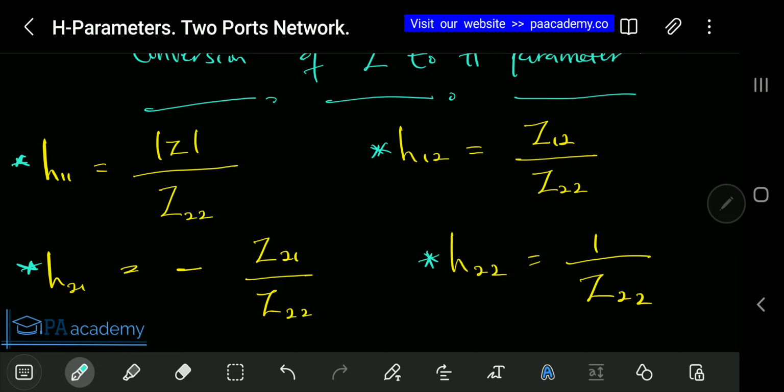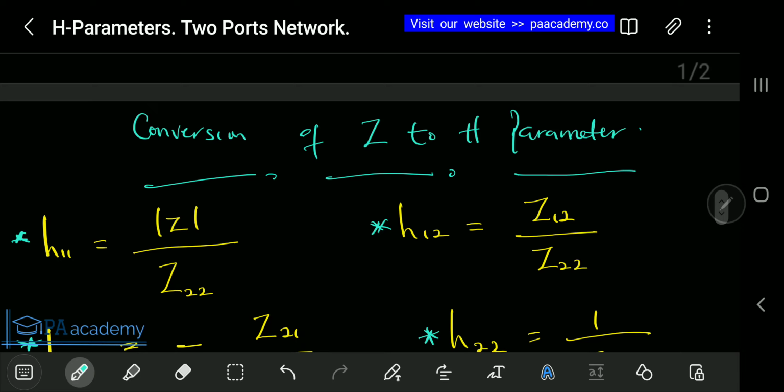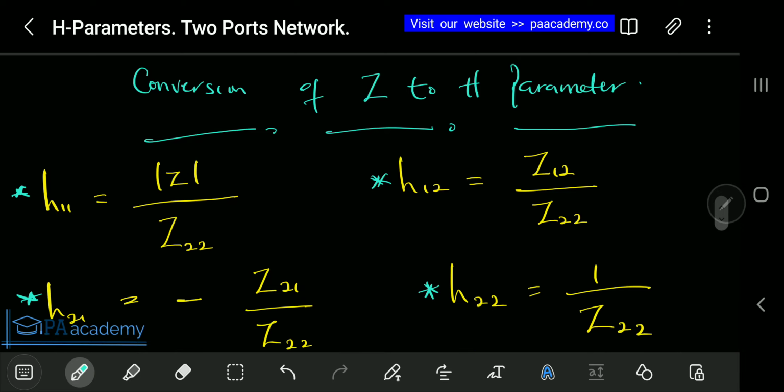Okay, so basically this is more like an introduction to h parameter. So in the next part of the videos, we are going to look at an example on how to find the h parameter. Don't forget, h parameter means hybrid parameters, of a two-port network, and we are going to be looking at a circuit.